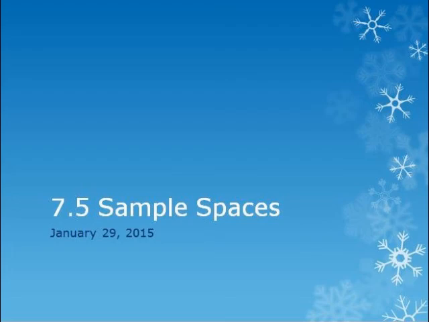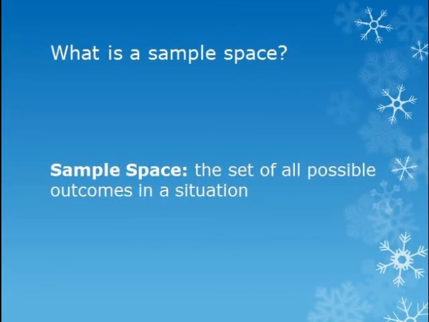So first we need to discuss what is a sample space. A sample space is the set of all possible outcomes in a situation. So for instance, if I were to roll a die, there are 6 sides of a die. The sample space would be 1, 2, 3, 4, 5, and 6. Those are all the possible things that could happen.